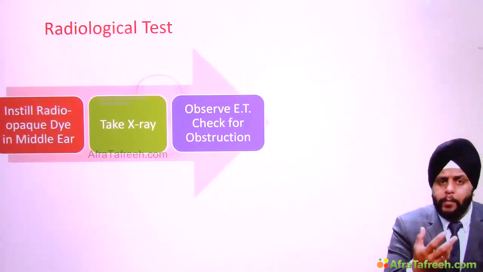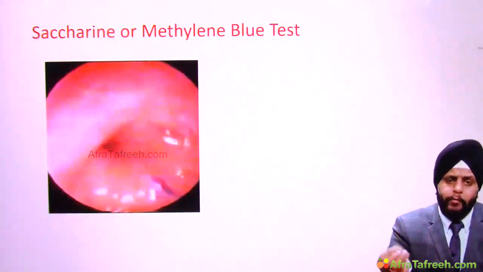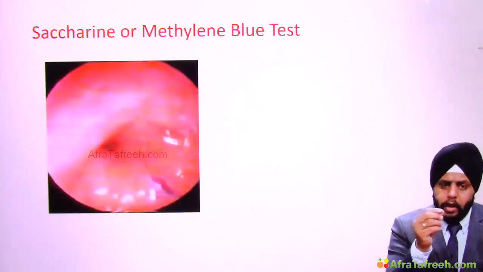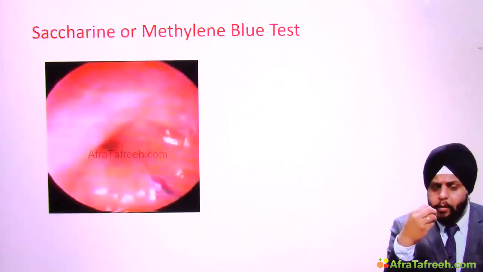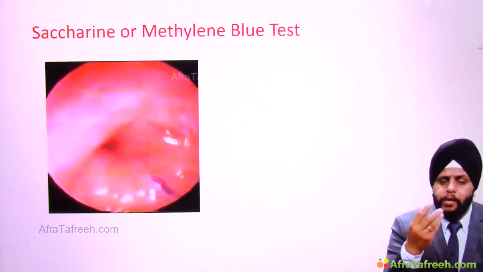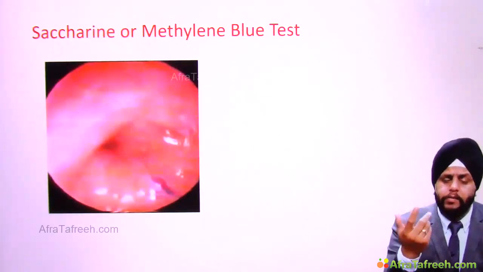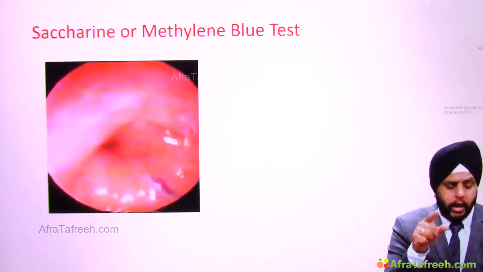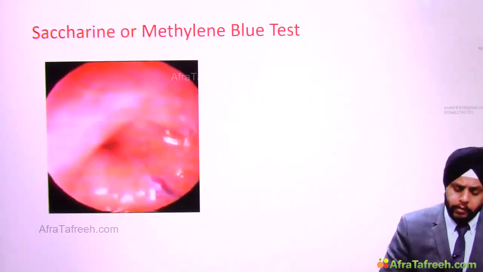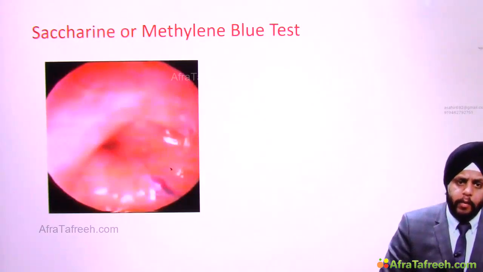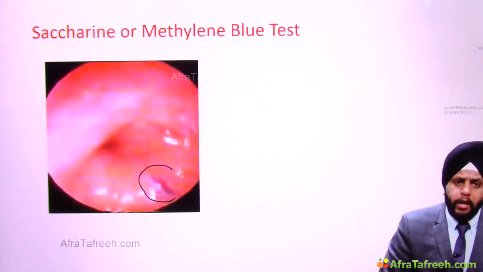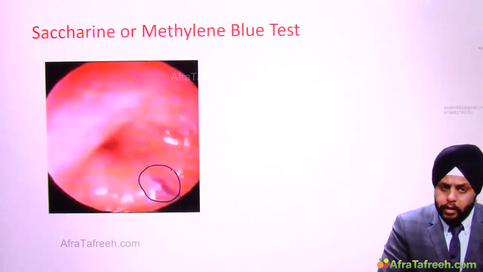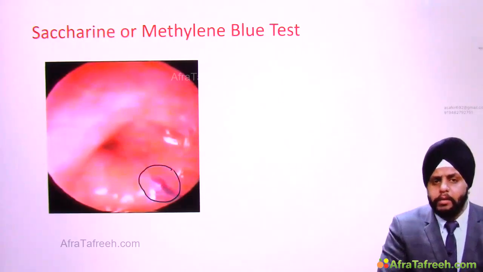What else can we do in a perforated tympanic membrane? Instead of putting a radio-opaque dye, we can just put saccharin. Saccharin has a sweet taste. It will come into the throat, and the patient will have a sweet taste. He will tell you that something is tasting sweet in his throat. Or you can put a methylene blue dye, like in this case. You see, a small amount of dye was instilled in the middle ear, and now we can see the dye coming out of the Eustachian tube into the nasopharynx. So you can even put a methylene blue dye.